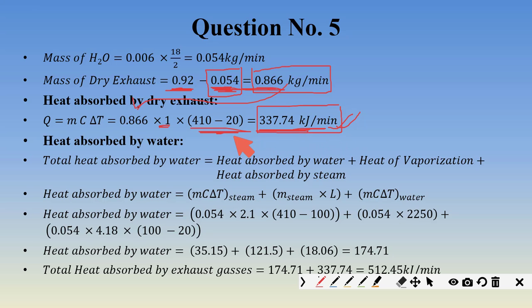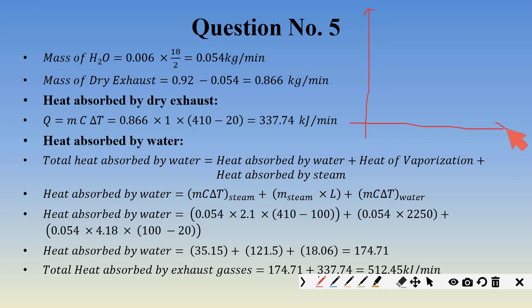What is the amount of heat absorbed by water? The amount of heat absorbed by water is divided into three parts. See what is happening. Let us look at how the temperature of this steam is changing. Let us say this is temperature, and this is time. As time goes on increasing, see, it is steam. Here it is 100 degrees Celsius, and here whatever is the exhaust temperature, 410 degrees Celsius.